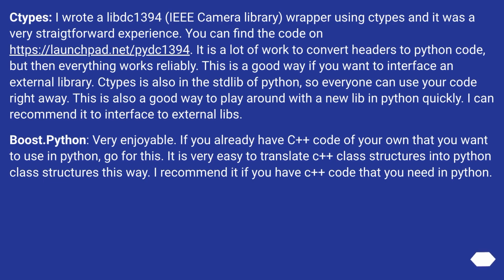ctypes. I wrote a lib1394, IEEE camera library, wrapper using ctypes, and it was a very straightforward experience. You can find the code on this URL. It is a lot of work to convert headers to Python code, but then everything works reliably. This is a good way if you want to interface an external library. ctypes is also in the stdlib of Python, so everyone can use your code right away. This is also a good way to play around with a new lib in Python quickly. I can recommend it to interface to external libs.